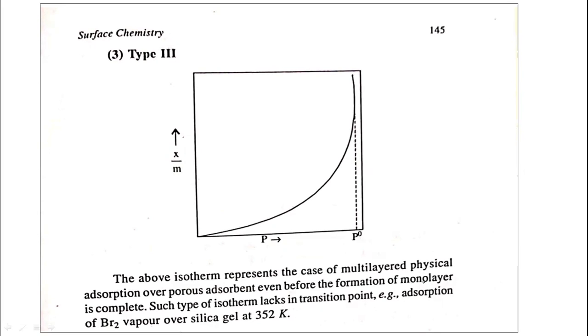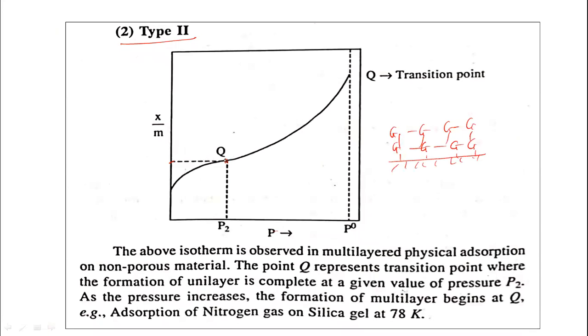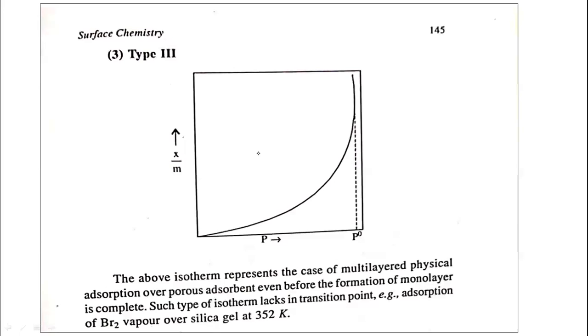In the type second adsorption isotherm, first of all, monolayer is formed, then multilayer is going to form. But in this case, even before the formation of the monolayer is complete, multilayers are formed. So such type of isotherm lacks a transition point. There is no transition point here. In the previous isotherm, there is a transition point, this point Q. After this point Q, the multilayer process takes place. So for such type of isotherm, there is no transition point. Example, adsorption of bromine vapor on silica gel. It is the example of the type 3.